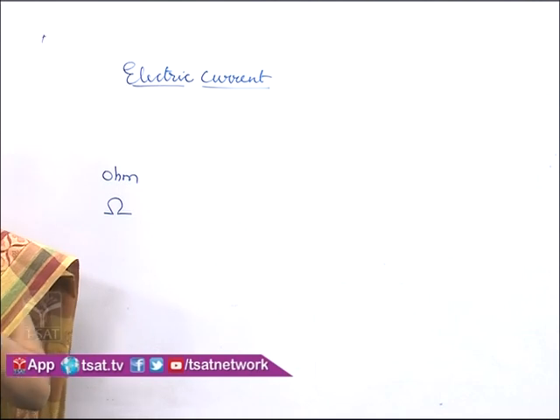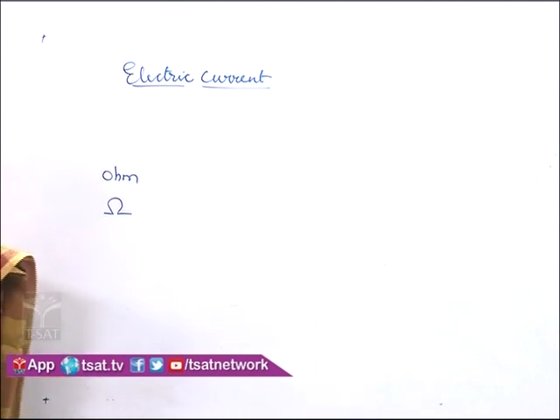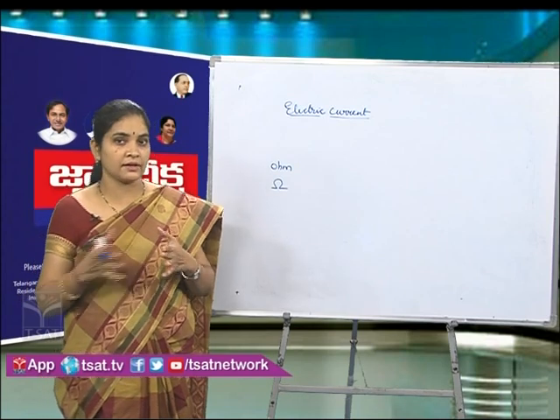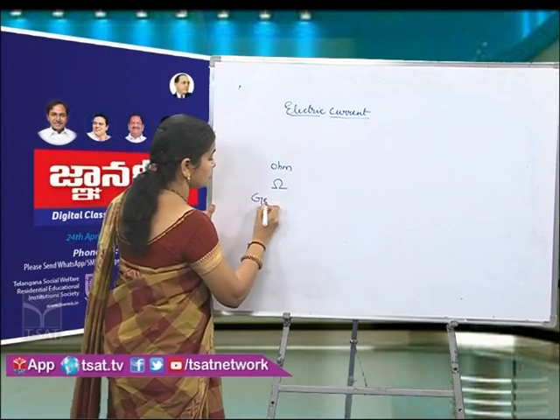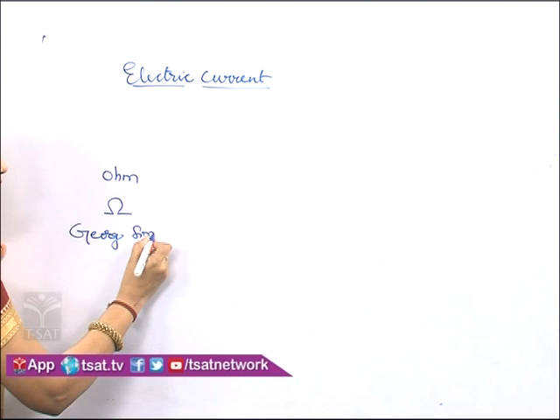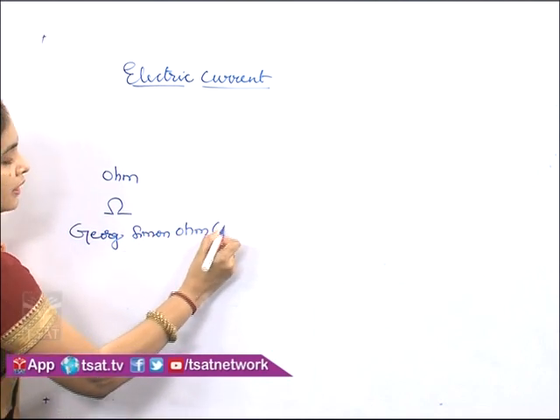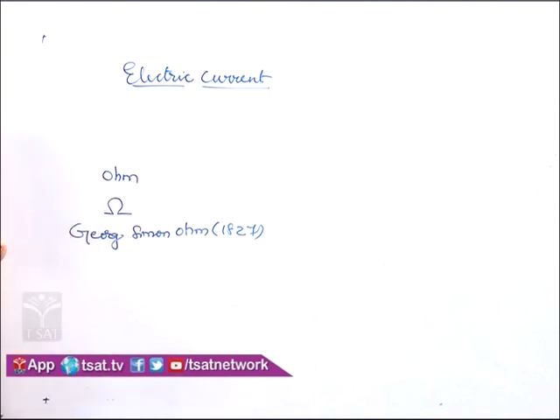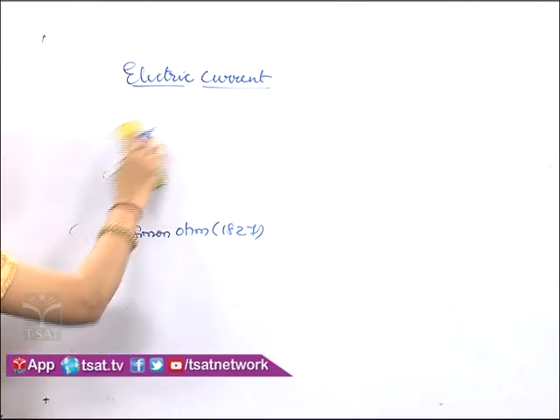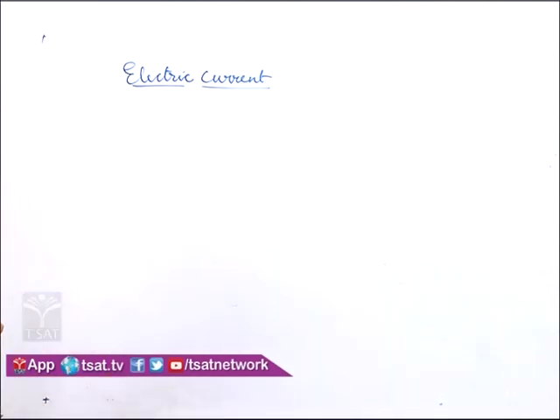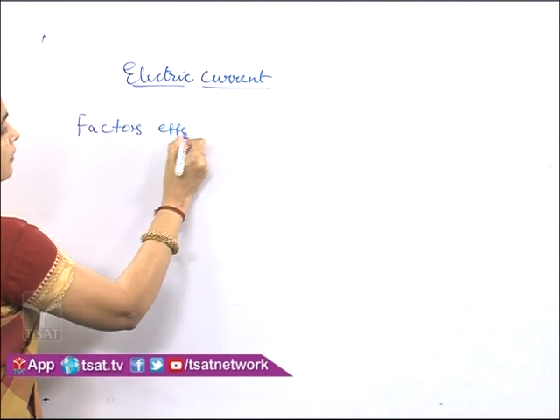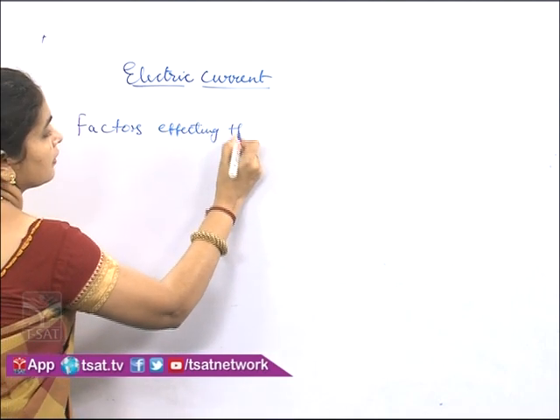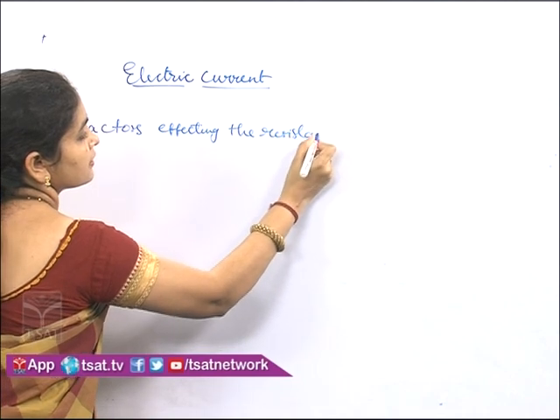Now we use a device, an ohmmeter, to measure the resistance in a circuit. The resistance phenomenon was discovered by George Simon Ohm in the year 1827. Now children, let us see what are the factors affecting the resistance.